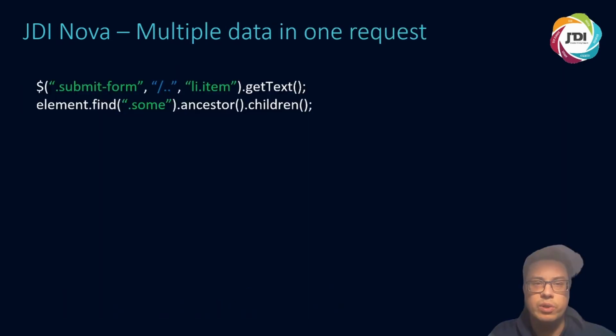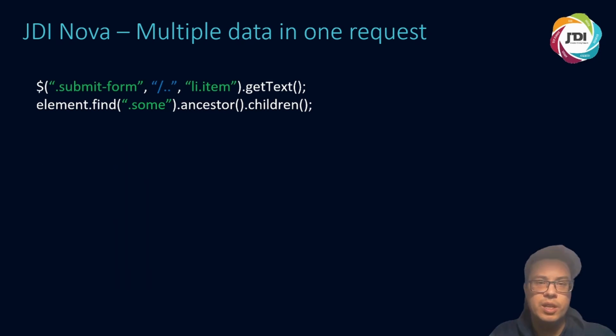But how can JDI Nova achieve these amazing results? This is because of the nature of JDI Nova. Before it gets something, for example text, it combines all the actions that are required to do this, for example search by locators or get multiple attributes, and as a result sends one request to the browser.